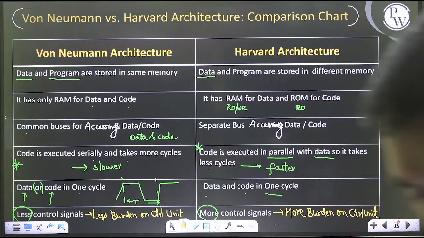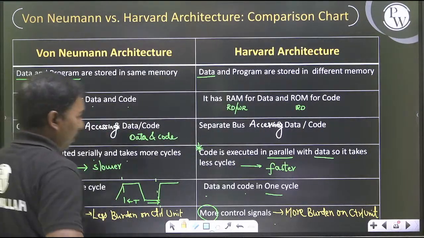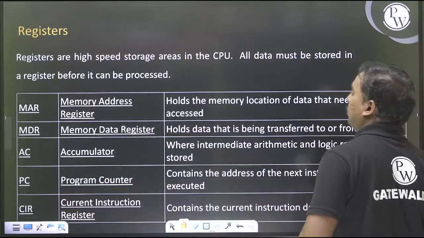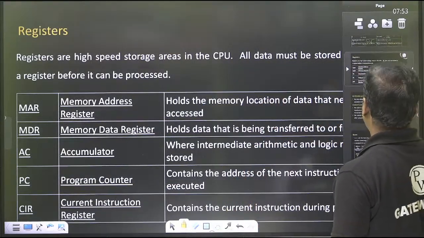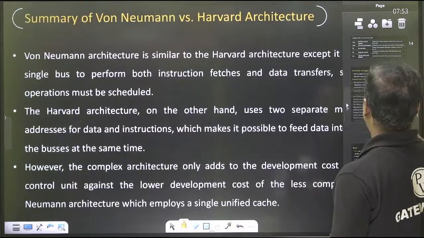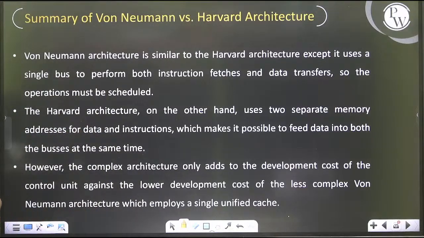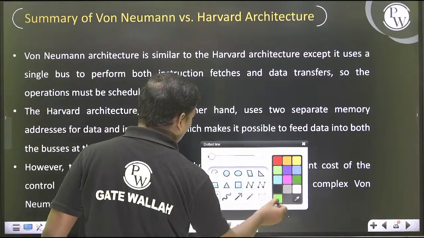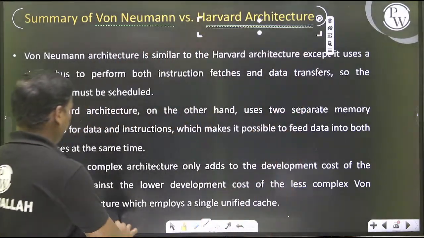So now let us see the next topic in COA. Okay, let us go to the next topic. I want to summarize one more time. I think some of the students have joined late, so for those people I am taking the summary of von Neumann and Harvard architecture. Look carefully once. This is the summary of von Neumann versus Harvard architecture.